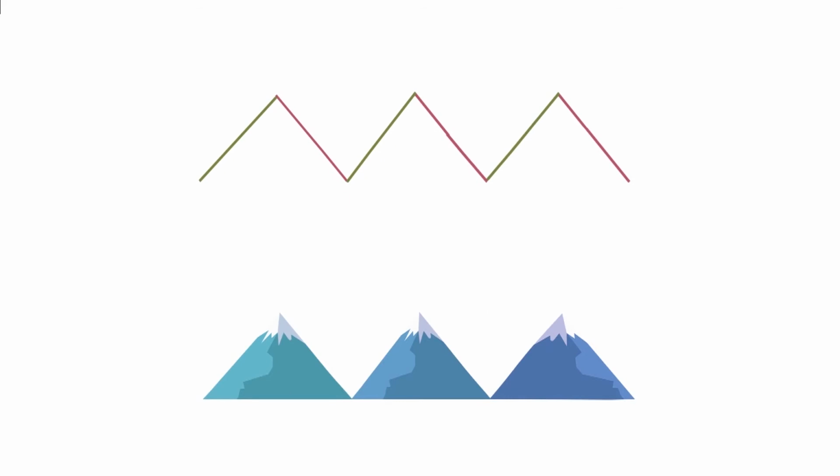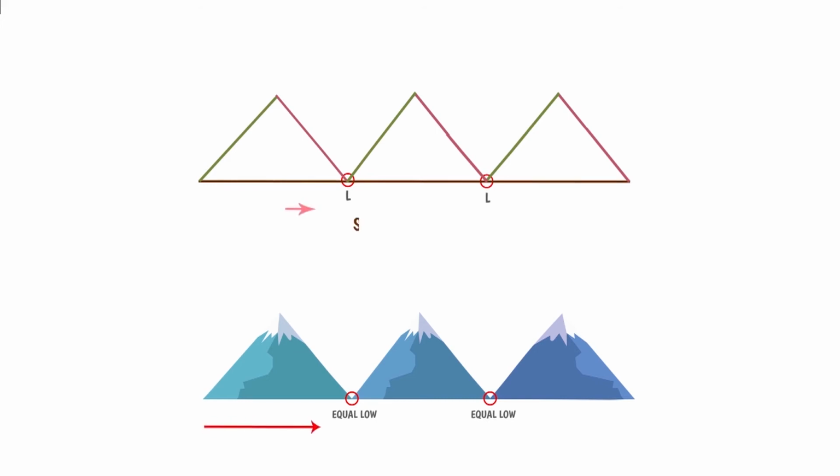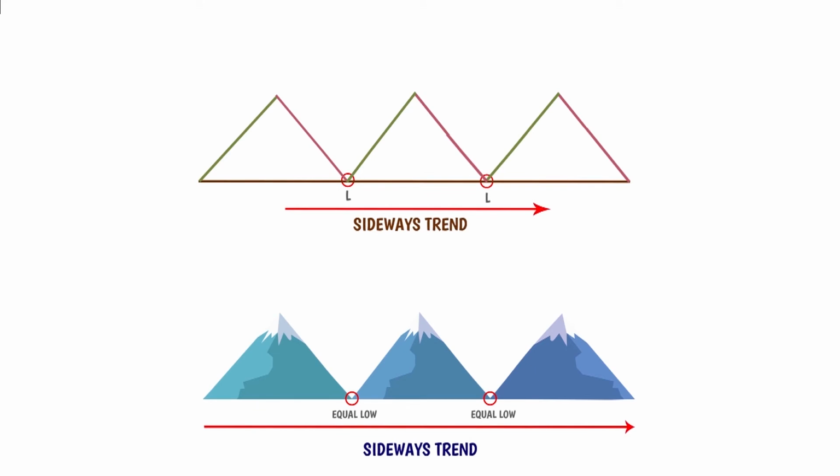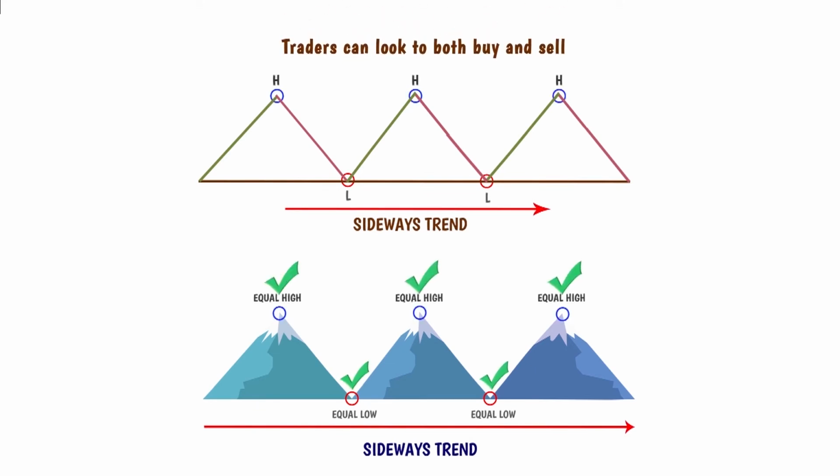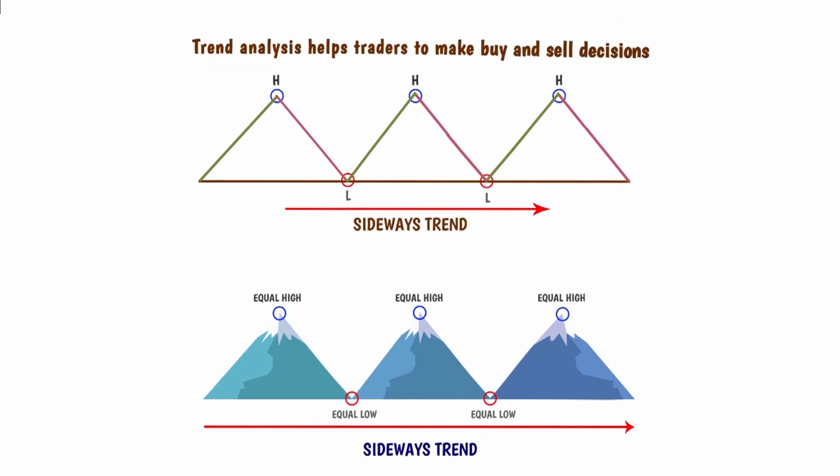This is called a sideways trend. When you join the two low points and draw a trend line, the slope would be flat, signaling a sideways trend. Here, a trader can ideally both buy at the lows and sell at the highs. Trend analysis thus helps a trader to predict future price movement and make buy or sell decisions.